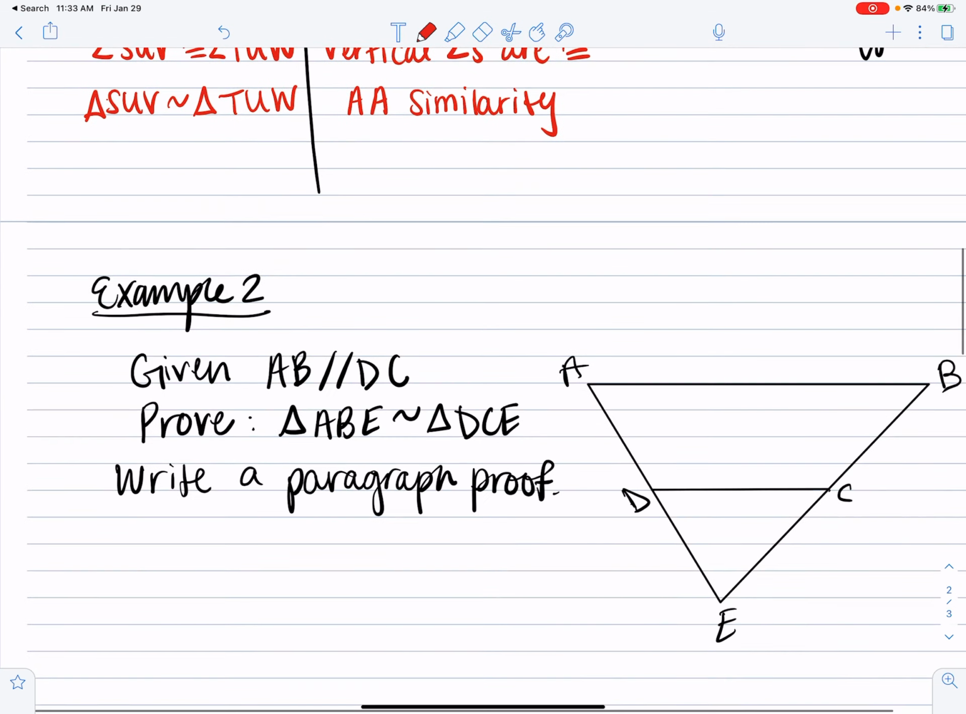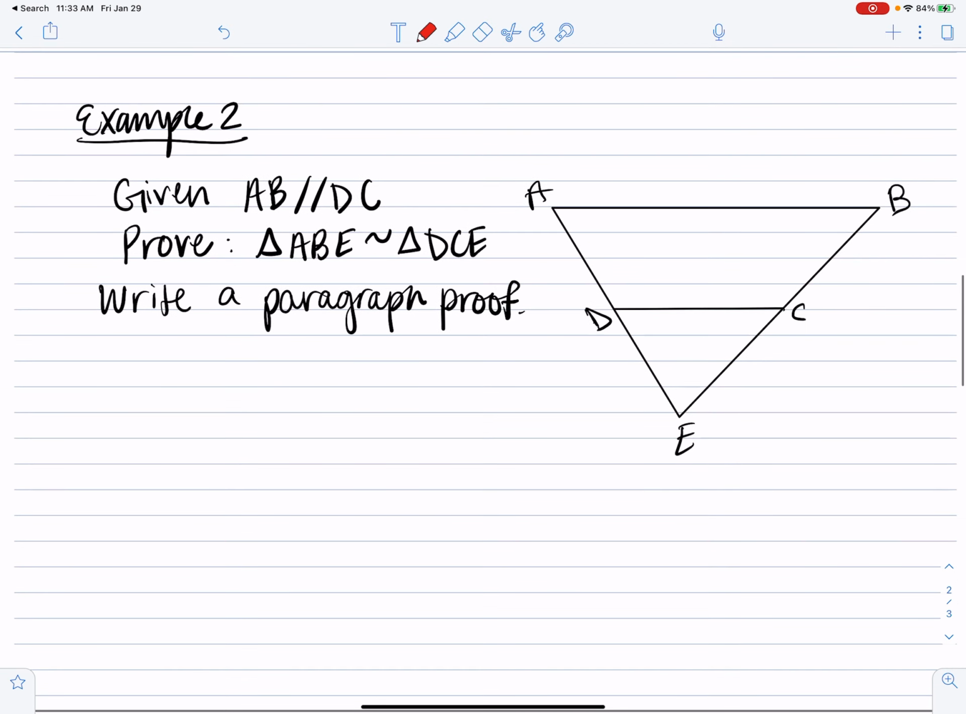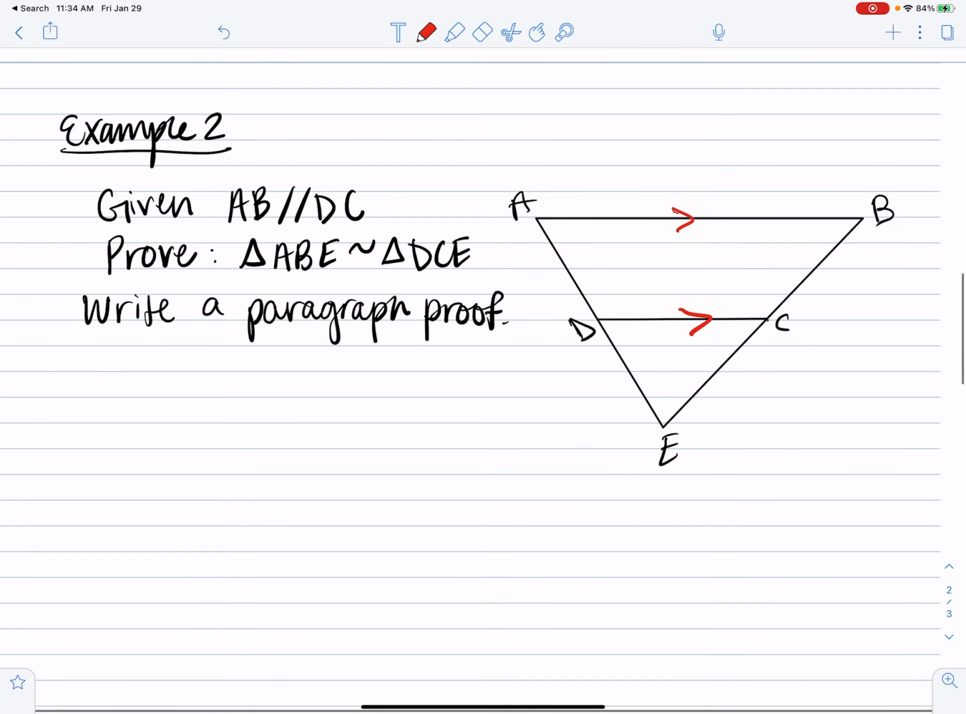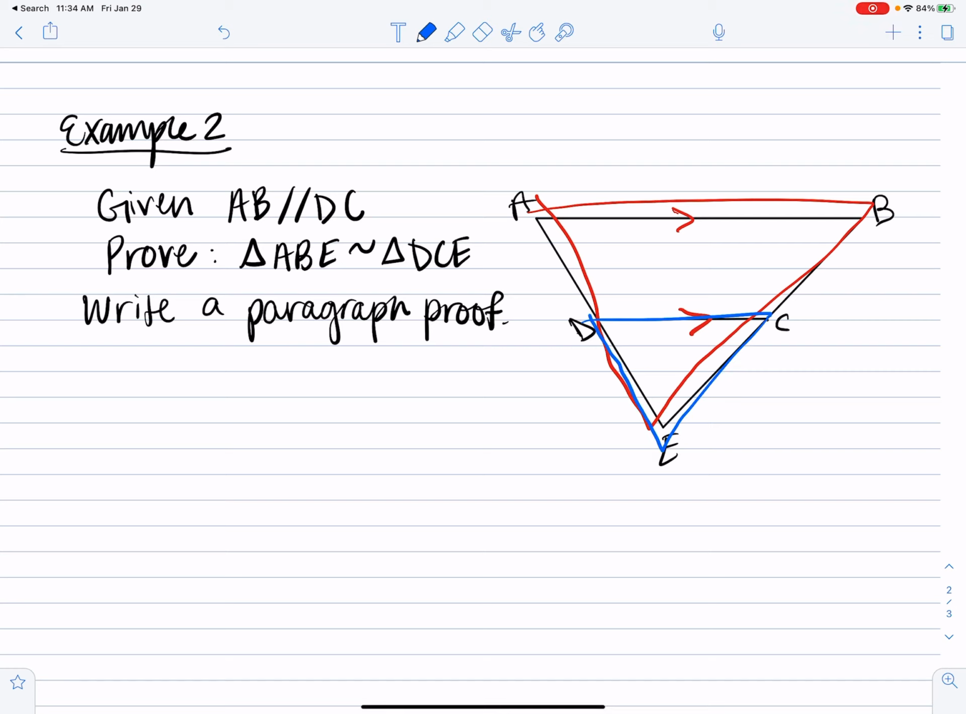All right, and then our last example for today. Given that AB is parallel to DC, prove that triangle ABE is similar to DCE. Okay, so I'm going to mark up my triangle. AB is parallel to DC. All right, that's important to us. And let's go ahead and think about what it's asking for. It's asking for ABE, so this big triangle, I'm going to erase my work afterwards, similar to DCE. It wants to make sure that big triangle is the same shape as this little triangle, so we have to prove that, okay?